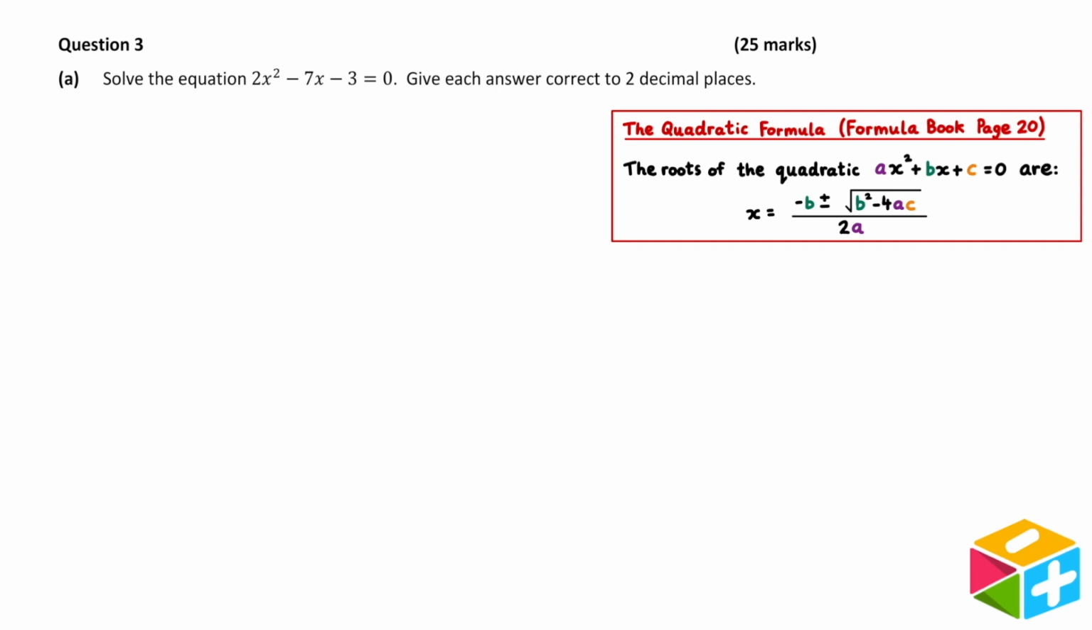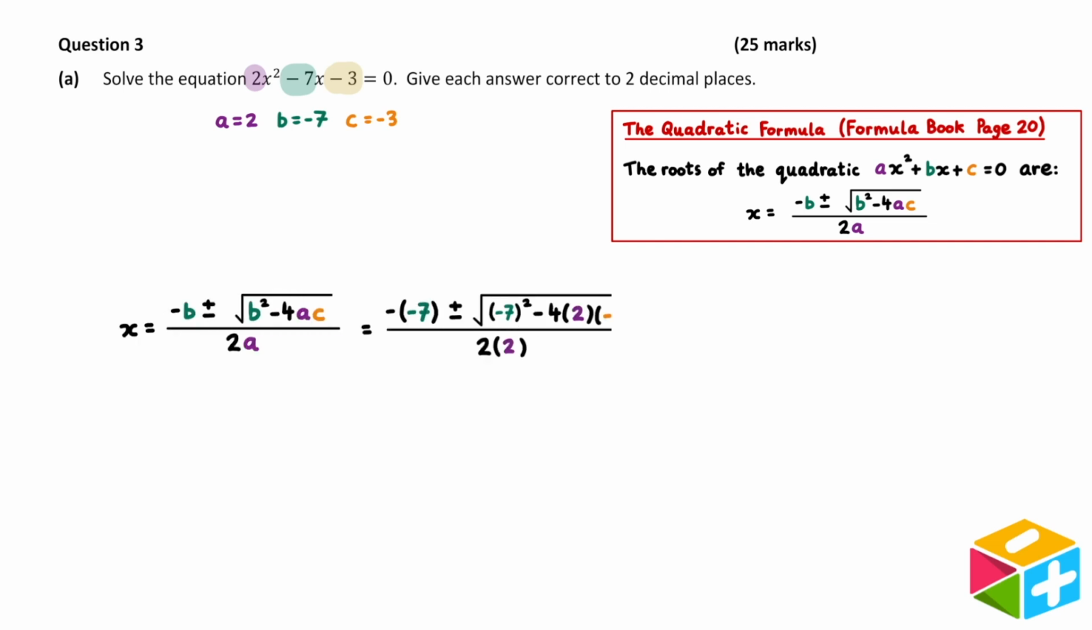To use this formula, we should begin by identifying the values of a, b, and c. A is the number in front of the x squared, and here a is equal to 2. B is equal to the number in front of the x, and here b is equal to minus 7. C is the number by itself, and in our equation we'll have c equal to minus 3. Now let's sub these values into our formula.